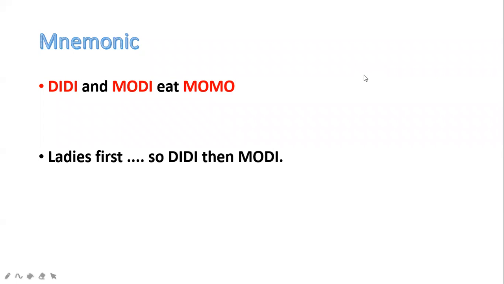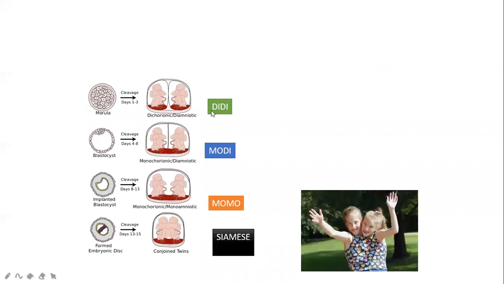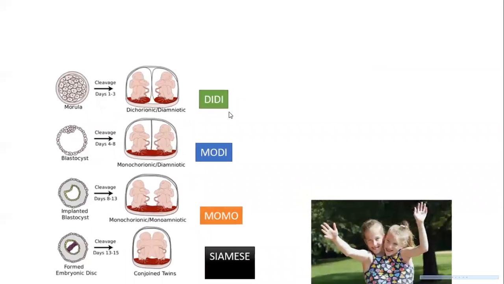Now we'll see how it is. See, now the mnemonic comes into play. As I have told you in the video itself, I hope now you know dichorionic, diamniotic, because in the video itself I have shown and told you the basic terms. If you forget these terms, then this mnemonic will not work, right? So you should remember the terms.